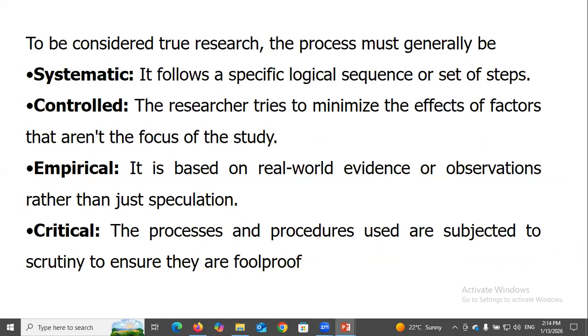To be considered research, the process must generally be systematic. It follows a scientific, logical sequence or set of steps: controlled, empirical, and critical. Controlled: the researcher tries to minimize the effect of factors that are not the focus of the study. Empirical: it is based on real world evidence or observations rather than just speculation. Critical: the process and procedure used are subjected to scrutiny to ensure they are foolproof.